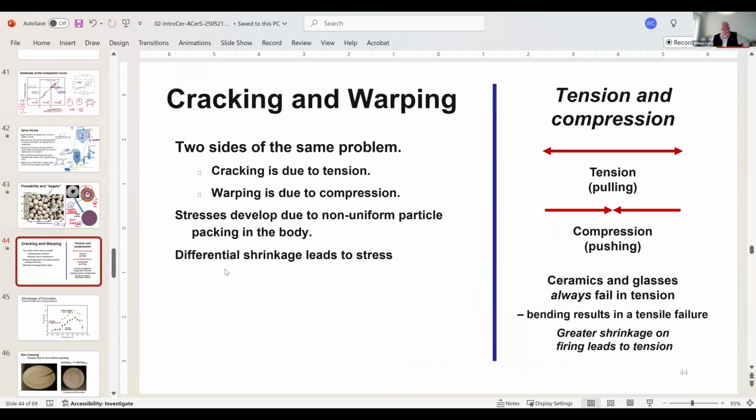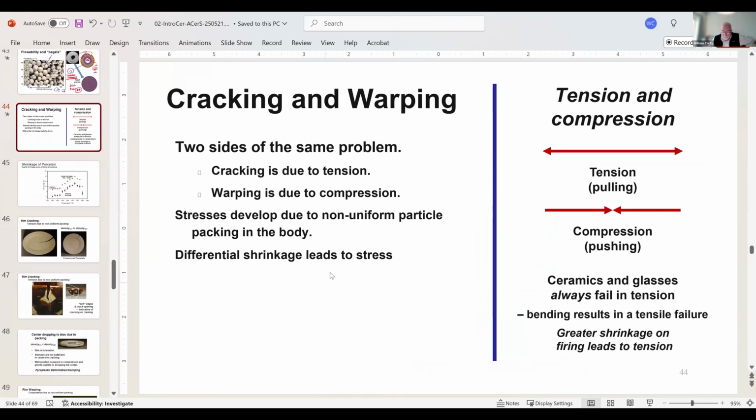Okay, that brings us to cracking and warping. These are two sides of the same problem. Cracking is due to tension. Tension is pulling. When I press on something, it's compression. Warping is due to compression. So tension is due to pulling, of course, and that's cracking. Ceramics always fail in tension, always. If I bend the piece, it fails on the outward bend side. That's 3-point bending, 4-point bending. Yesterday we talked about that.